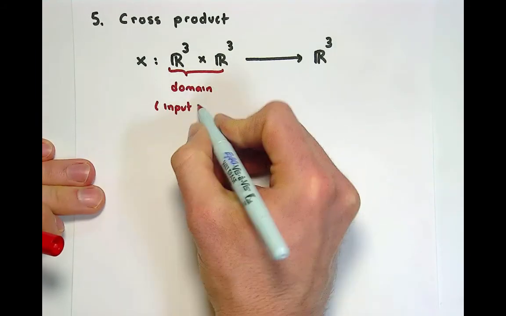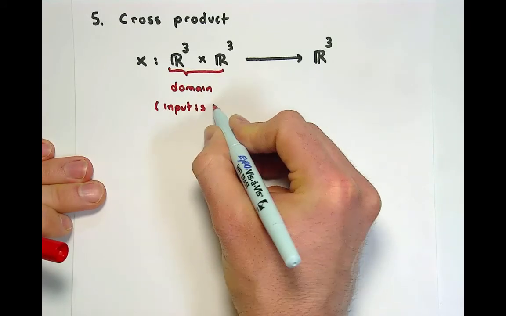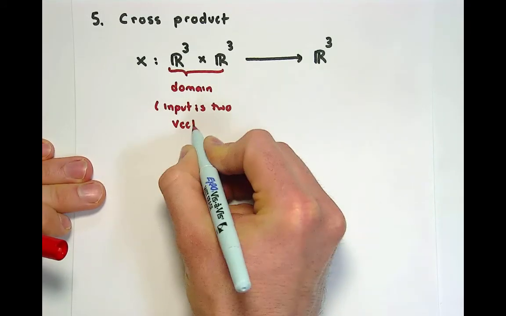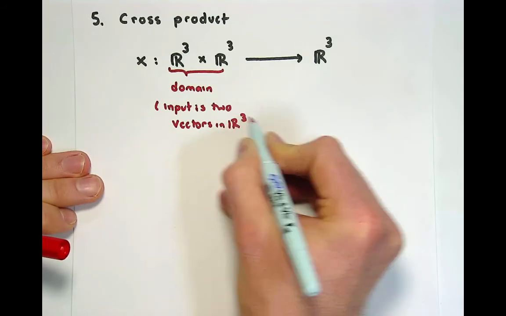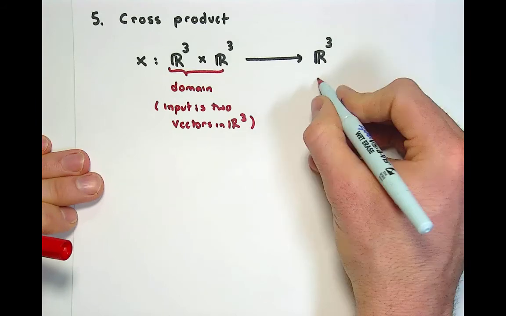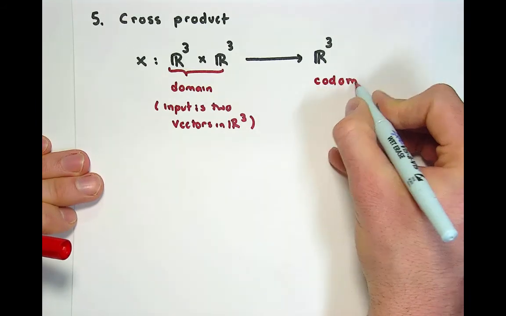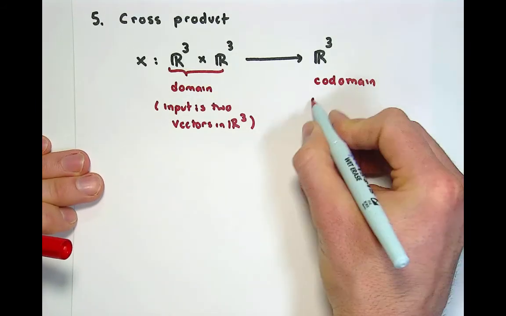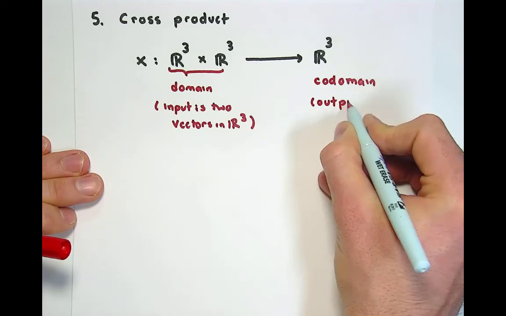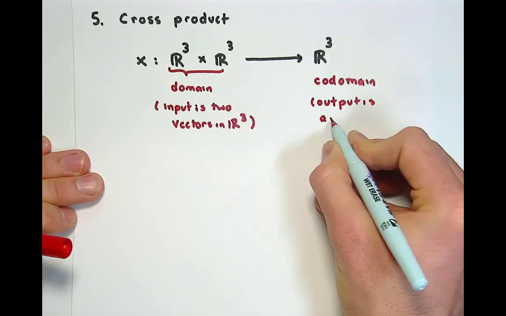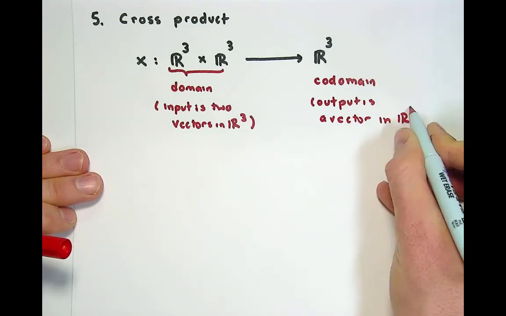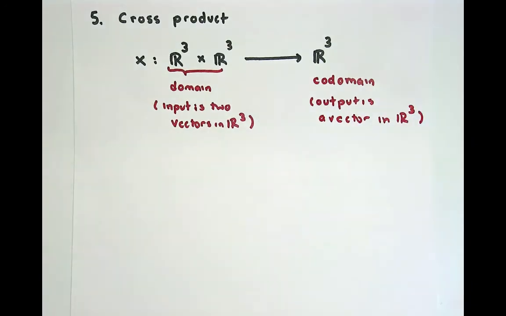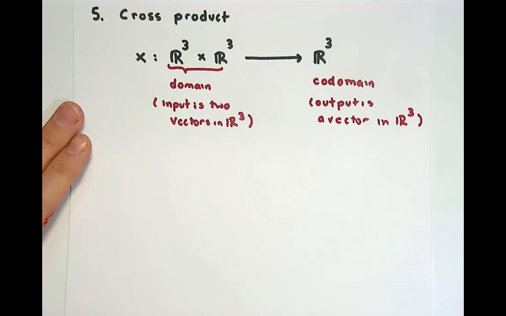And this means that the input is two vectors. So notice it's a product between vectors in R3. And then the output, look at the size of the output here. This is one of the first ways that you can start recognizing that this is a little bit different. The output is a vector, not a scalar. Which is pretty amazing.